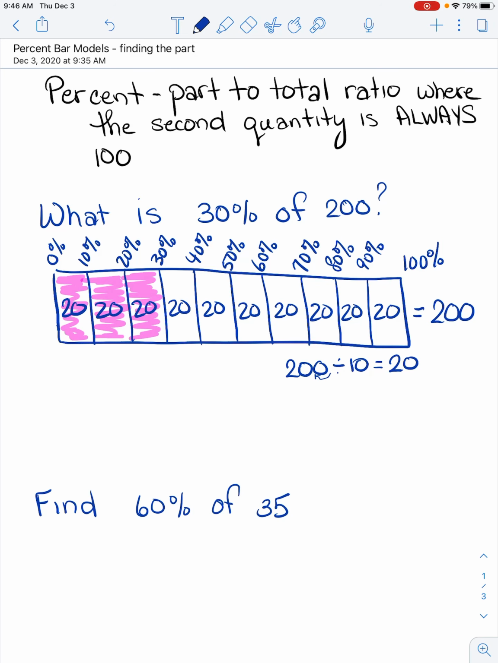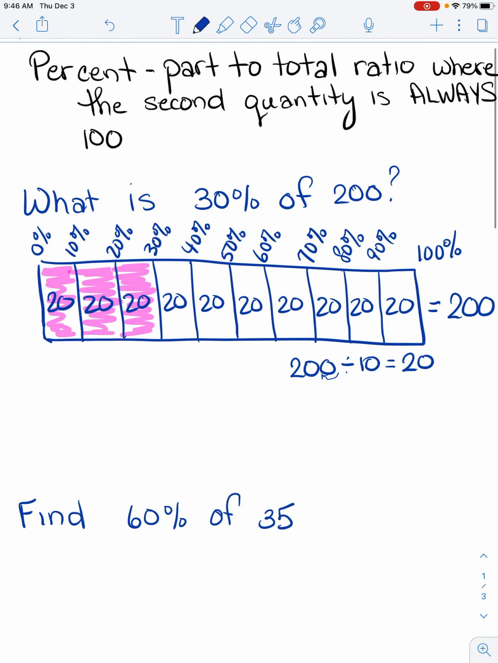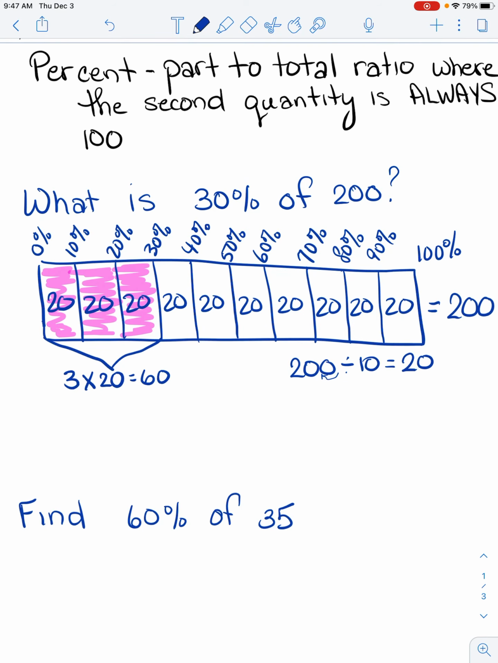Now, what do I want? I want 30%, and so that's going to be here. And so I have 3 boxes, and each box represents 20, and 3 times 20 is 60. So 30% of 200 is 60.